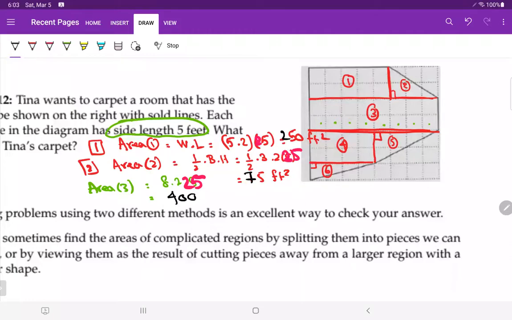Now area 4 is a rectangle. So 1, 2, 3, 4. 4 times 2 times 25. Why times 25? Because everyone is 5 by 5. So this is going to be 200. Right?